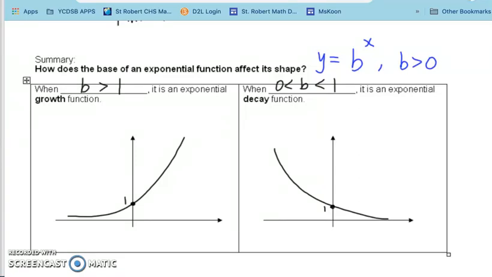Hi everyone, we're going to go over lesson 4.6, day 2, finding the equation from the graph of an exponential function. You will need the handout that you got from the last lesson on exponential functions transformations. We will be going over the last page.